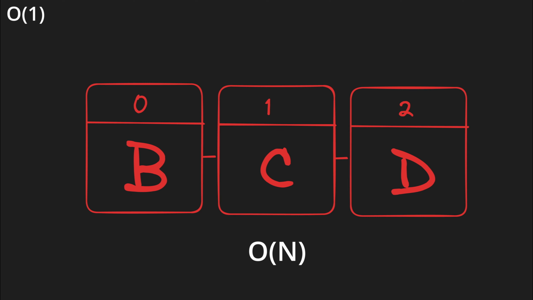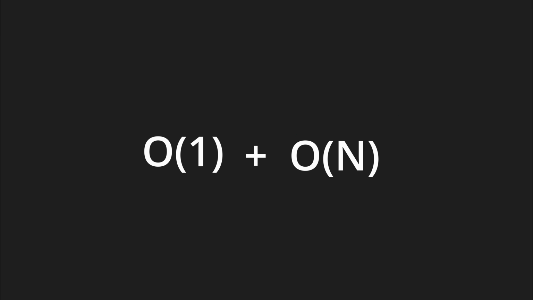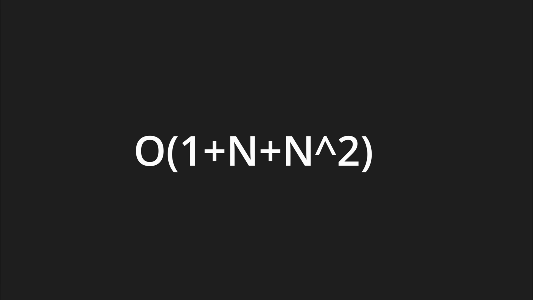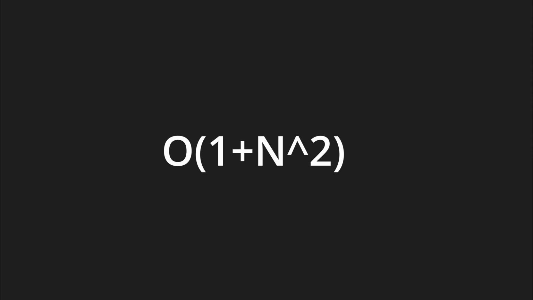This was O of n. Our total time complexity would be O of 1 plus n. But I forgot to tell this to you before. We always drop the non-dominant terms. For example, if we have a big O of 1 plus n squared, n squared is not only the most dominant term, but is also the main factor by which our algorithm will grow as compared to these teeny tiny factors. So we are gonna just ignore them.